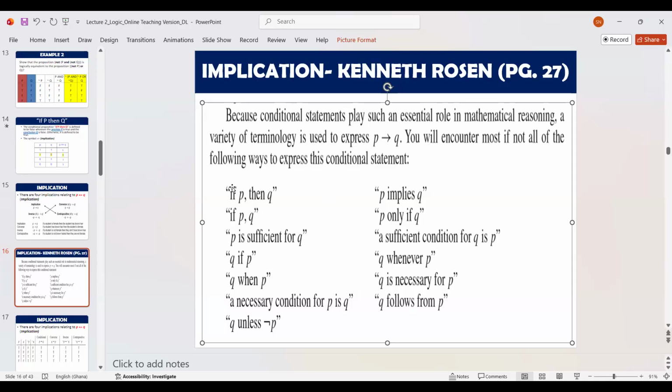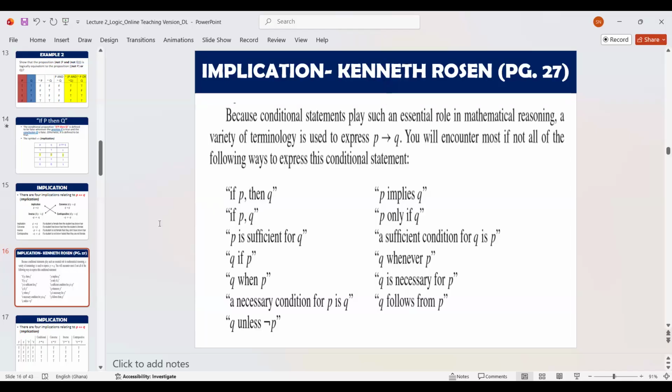All these several ways of writing P implying Q is one of the reasons why this connective is very important, but sometimes very difficult for students to remember. So at this stage, I just want you to be familiar that implication, the connective implies, has more than one way of being named or described in a question. Okay, so that's one of the things.